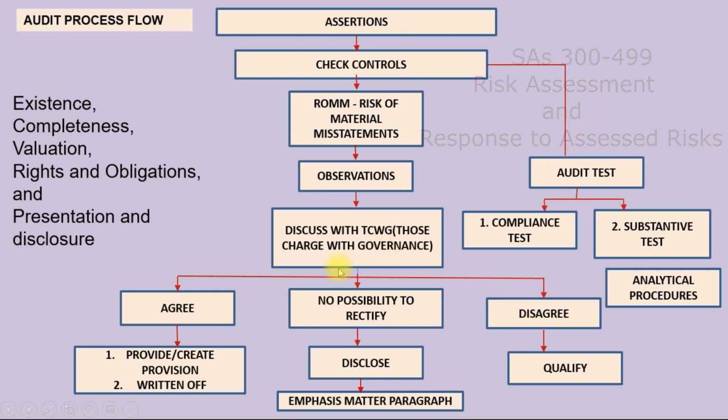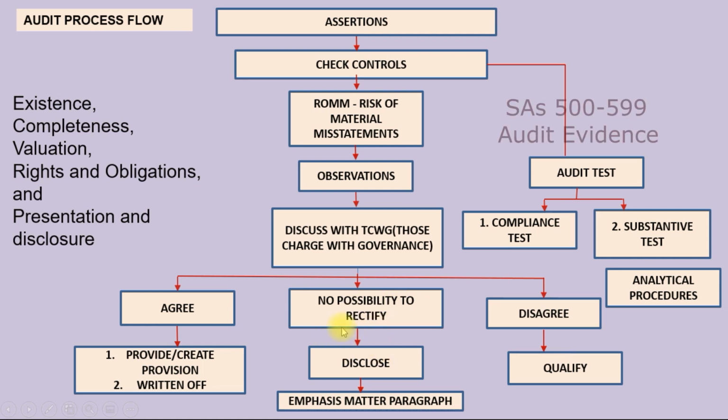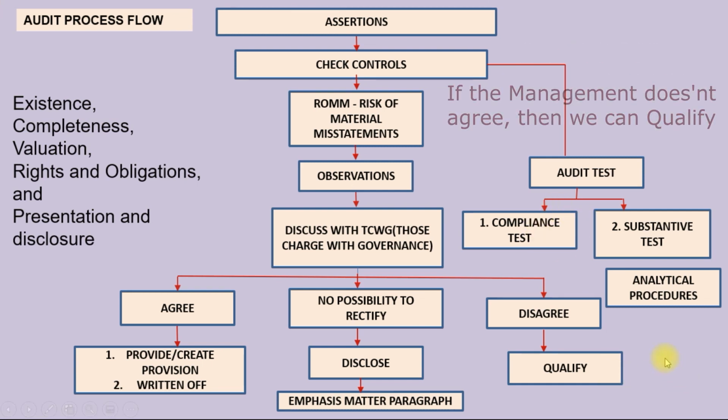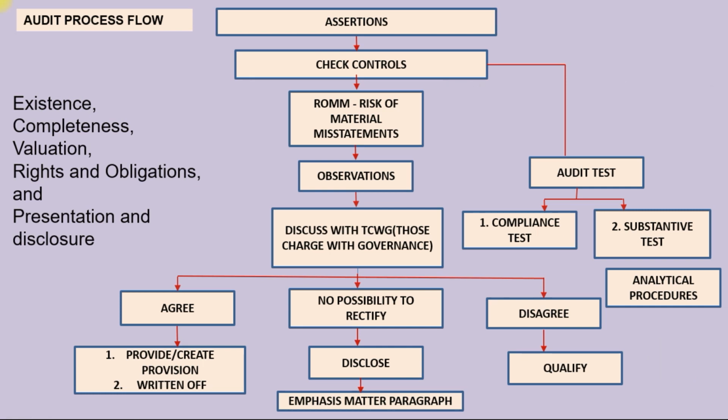Now, coming back again, if the management doesn't agree and there is no possibility to rectify, then they can disclose certain issues in the notes on accounts. And as an auditor, if such observations do not have an effect on material misstatement, those things can be brought onto the face of the audit report through an emphasis of matter. This is in short the total audit process. As an auditor, I need to document the total process flow in support of my opinion.